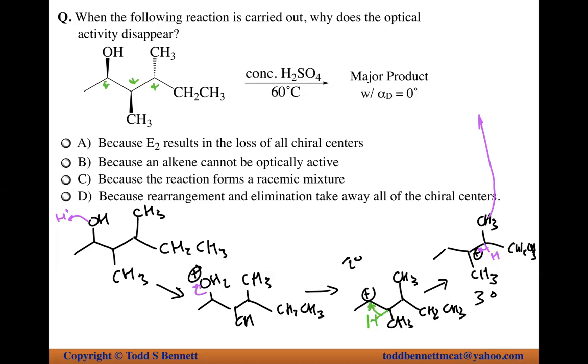The major product is CH2, CH3, CH3, CH3. Shoot, I just butchered that one. And a double bond there. So we ended up eliminating all the chiral centers because of rearrangement and elimination.